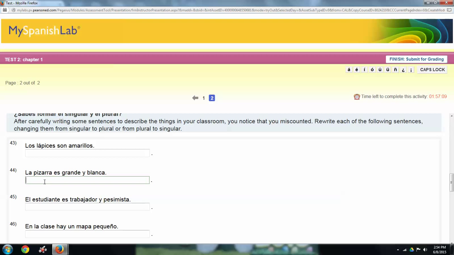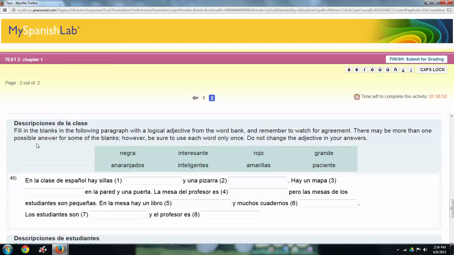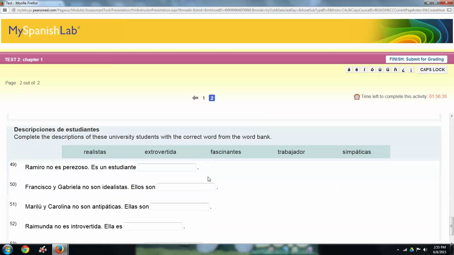And there's a lot of pieces here, so be very careful, because if you're changing it, you've got to change your article, you've got to change your noun, you've got to change your verb, and you're going to have to change whatever adjectives have been used in the sentence. Down here, fill in the blanks in the following paragraph with a logical adjective. You'll read these sentences, pick an adjective from the blank, and complete it. Remember that some of these adjectives have been made plural, so they are going to need to be used to describe a plural noun.